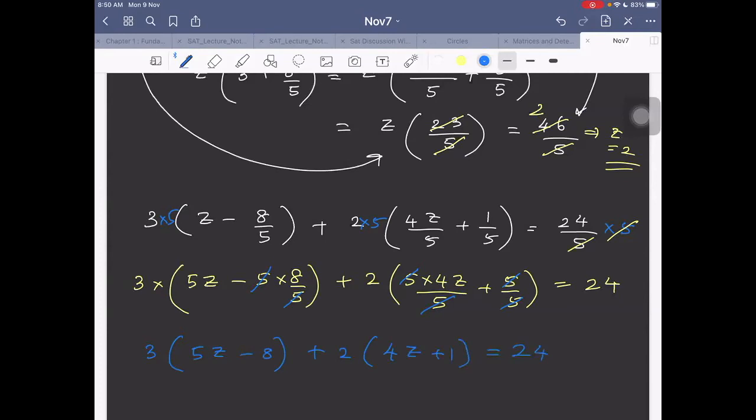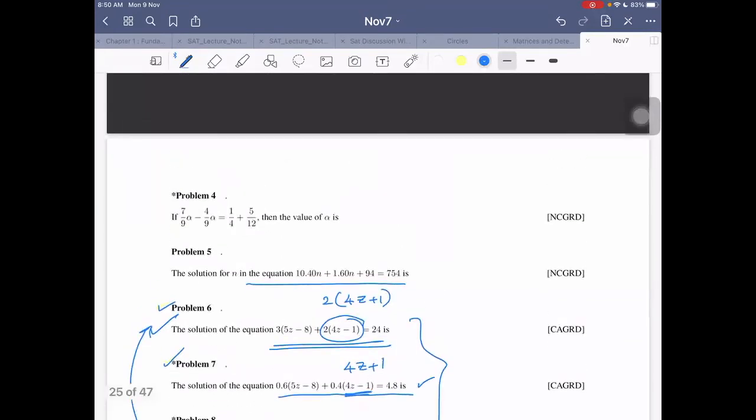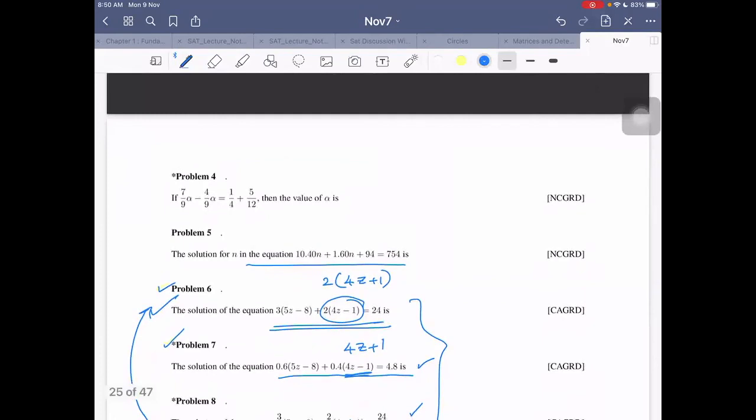Now there are no decimal points. Now there are no fractions. Just a simple equation. No decimal points, no fractions, just a simple equation. And this is nothing but your question number 6 again.